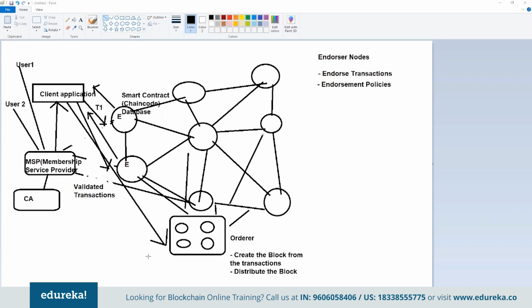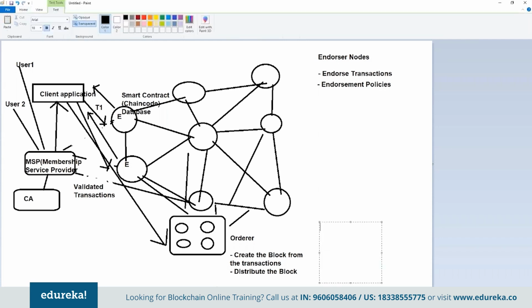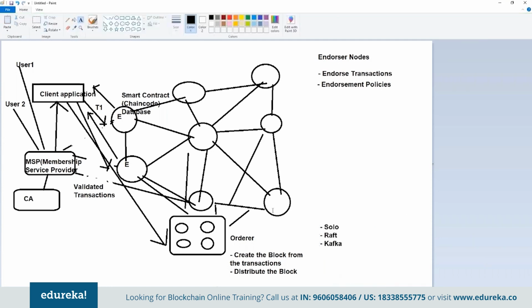There can be different kinds of ordering service. For example, there are three prominent ordering services that we use: Solo, Raft and Kafka. These are the three prominent ordering services that you generally use. Solo is where you just have one node which is creating the blocks and distributing them across. Raft and Kafka are fault tolerant services where you have multiple nodes creating the blocks, running some kind of Byzantine problem algorithm on those transactions before getting them distributed to the entire network.